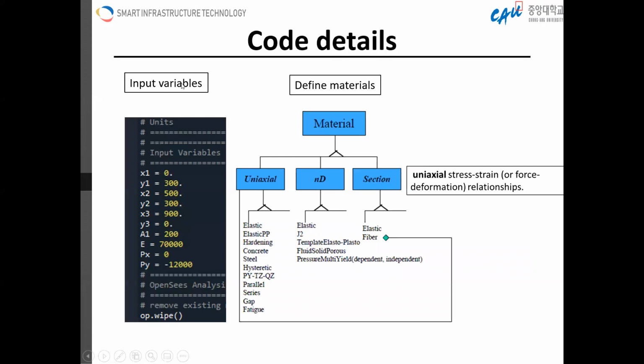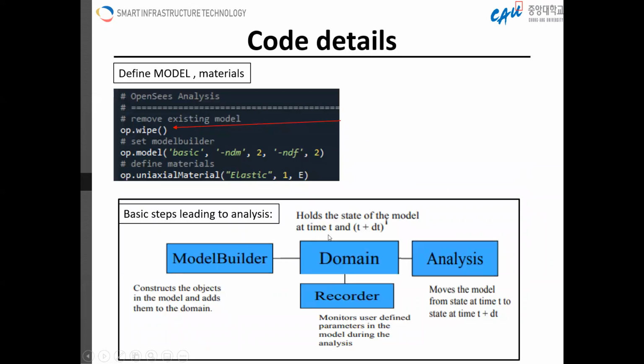Here we start with the input variables. Here are the coordinates, and then area, elastic modulus, load in x direction, y direction. Here we're going to define the materials, how OpenSees uses the material commands. It can be uniaxial, based on the deformation, divided into different types. We mostly use uniaxial, which consists of steel, concrete, elastic. So we use elastic uniaxial material. Here we have used it.